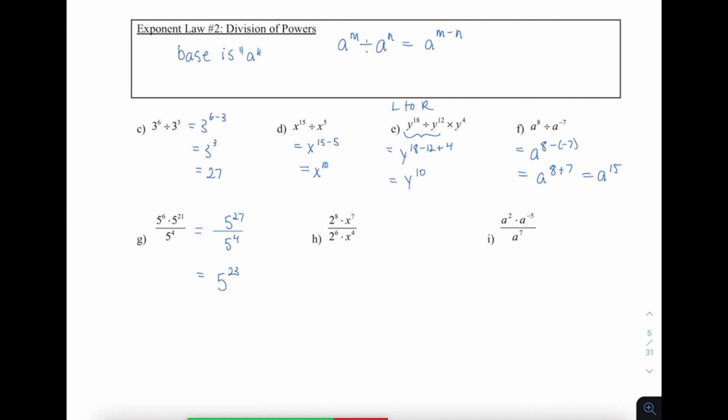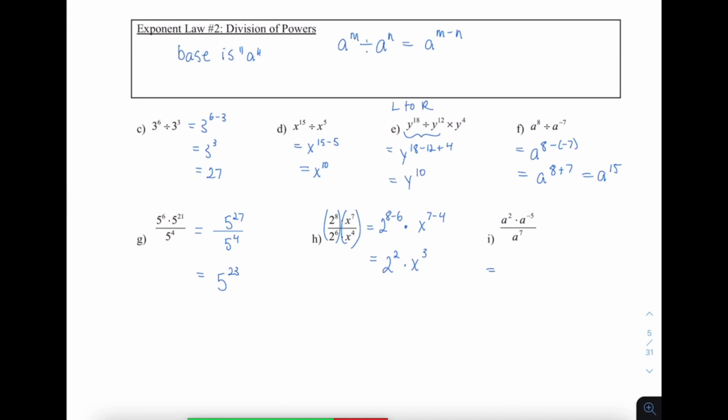All right, so for h, what I'd like us to do is consider that there are 2 different bases we're seeing here. We're seeing 2 and x, and what we would do is sort of consider them as separate fractions. So what I can do is write this as 2 to the exponent 8 minus 6 times x to the exponent 7 minus 4. So this becomes 2 squared times x to the power of 3.